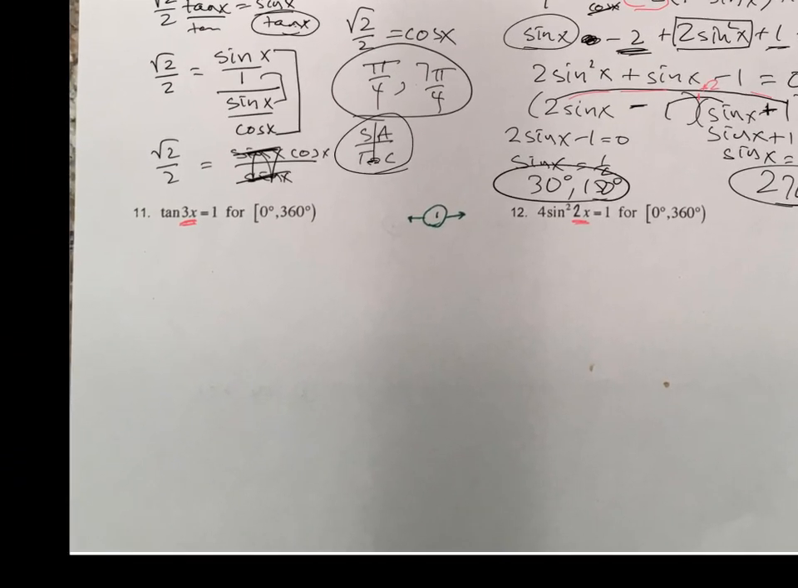Number 11, the easiest kind we've got. This is a weird number, a 3. No identity for a 3. So that means you've got to take your interval and multiply by 3. So now we're going from 0 to 720.